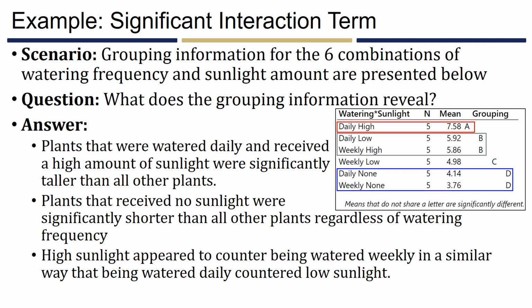Finally, high sunlight appeared to counter being watered daily, in a similar way that being watered daily countered low sunlight. These plants were significantly shorter than those that were watered daily and received high sunlight, but they still grew better than those with no sunlight at all, or a low amount of sunlight combined with infrequent watering.